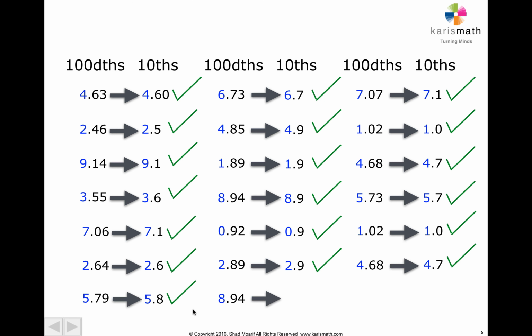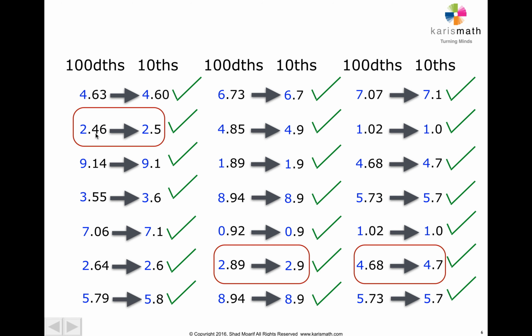What about this? 8.94, round it off to tenths. This is less than 5, so this doesn't change, so this remains 8.9. 5.73, less than 5, this doesn't change, this is zeroed out, it's 5.7.